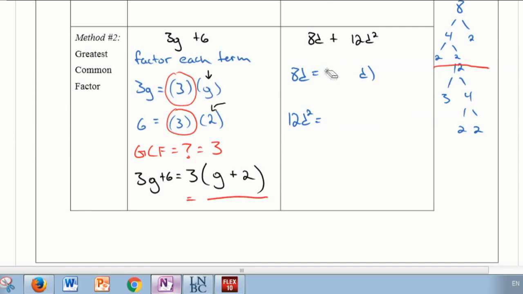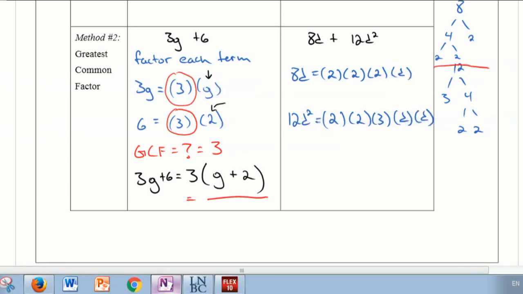So instead of writing 8d, I'm going to write it as 2 times 2 times 2 times d. That's better. It's the prime factorization of that. To get 12, I'm going to multiply 2 times 2 times 3. And then to get d squared, I would multiply d by d. So those are my prime factorizations of those two things.